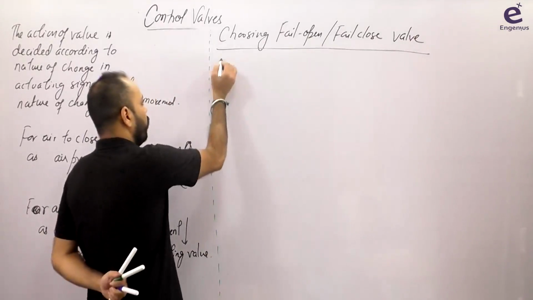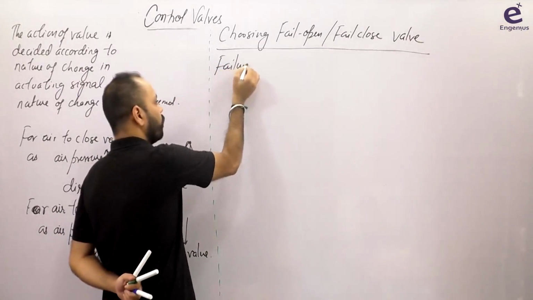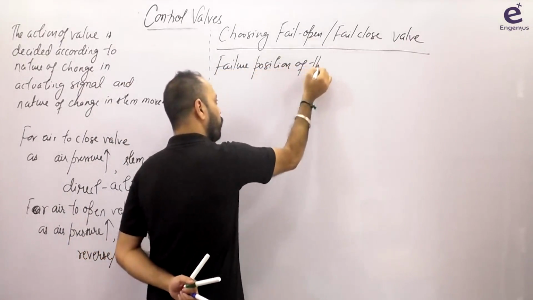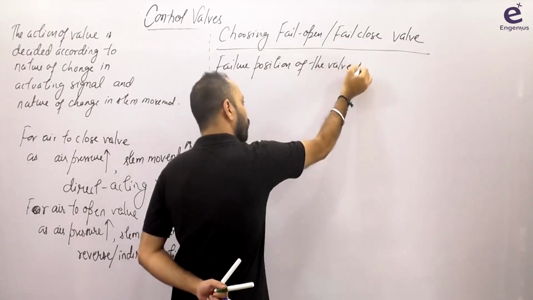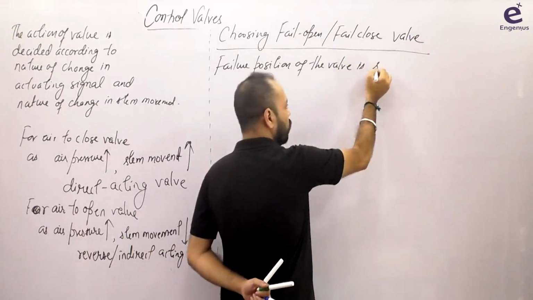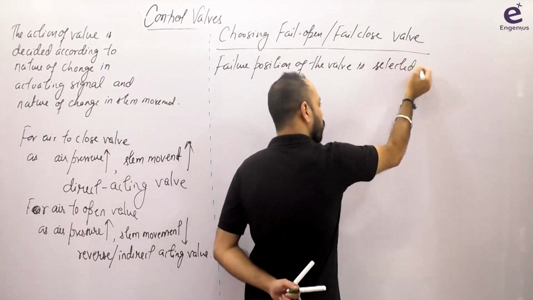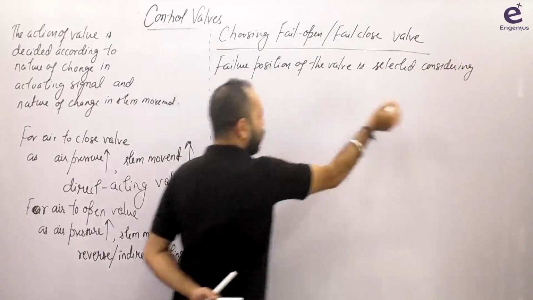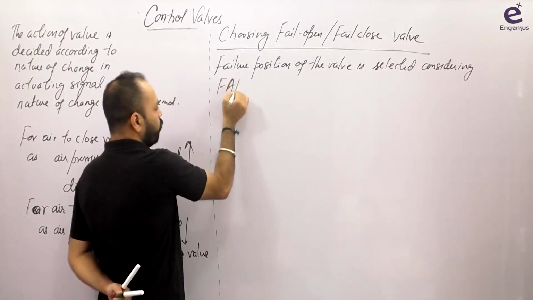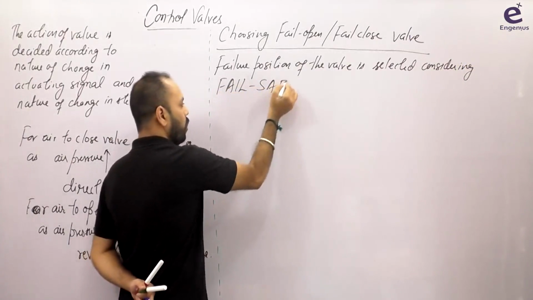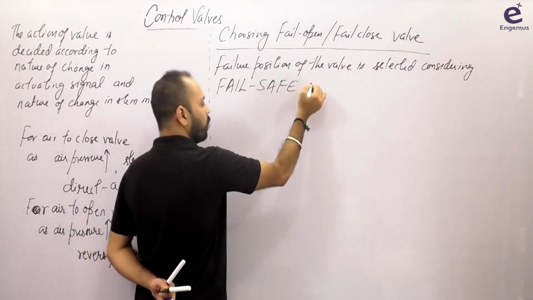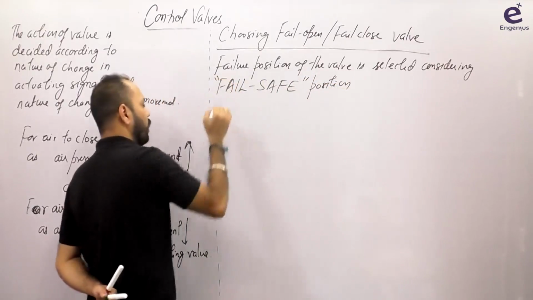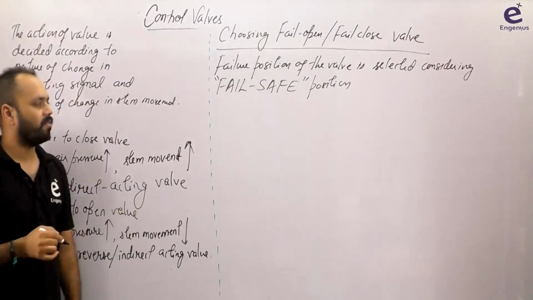Write down. Failure position of the valve is selected considering fail safe position. बड़ा बड़ा लिख लेना, considering fail safe position. I don't think it is very difficult to understand a fail safe.